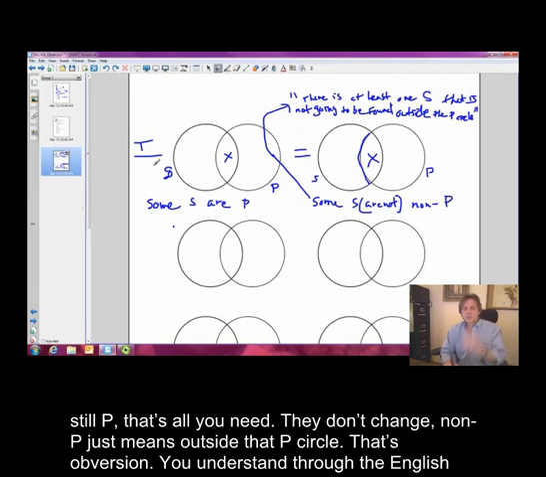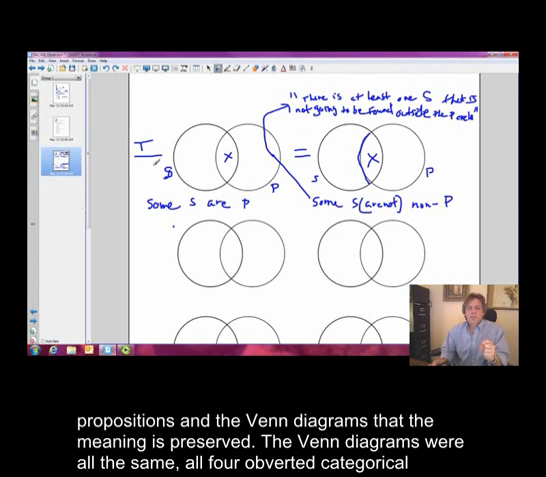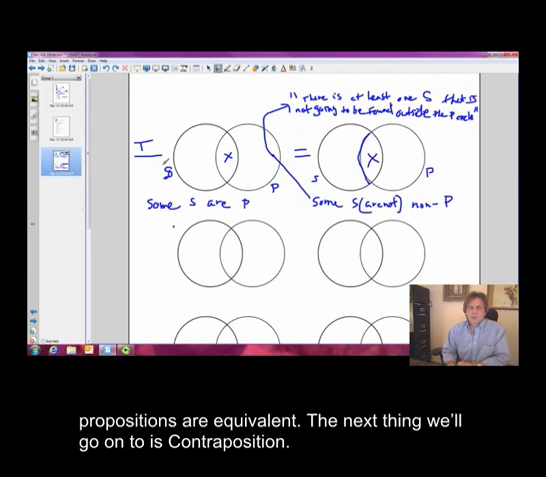Okay, that's obversion. You understand through the English propositions and the Venn diagrams that the meaning is preserved. The Venn diagrams are all the same. All four obverted categorical propositions are equivalent. Okay, the next thing we'll go on to is contraposition.